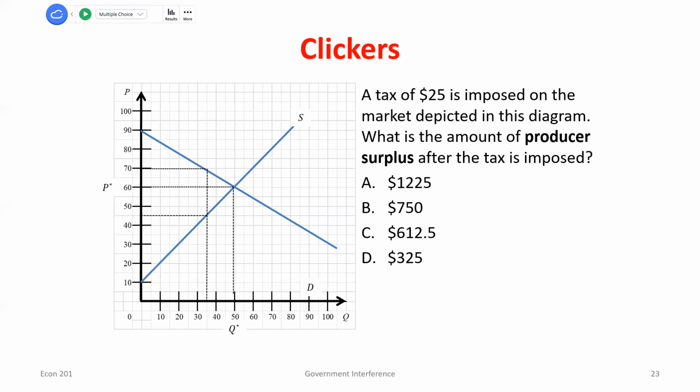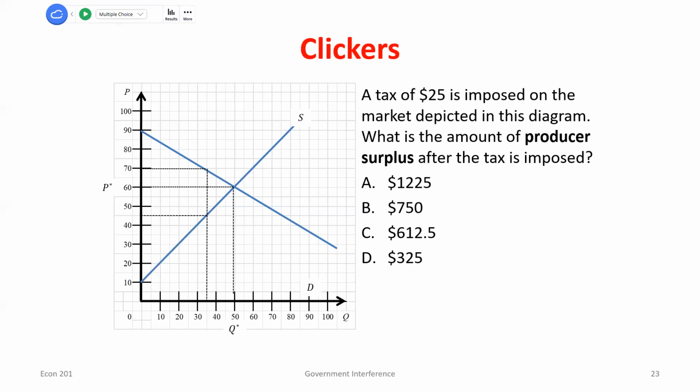Okay. So how am I going to find producer surplus after this tax? Yeah, so what area is it going to be? Well, the new price that sellers keep is whatever the price consumers pay minus the value of the tax. Notice I told you the tax was 25 here. If I gave you this on the exam, you could tell me the tax is 25 because the difference between the price consumers pay of 70 and the price sellers keep of 45 is 25.